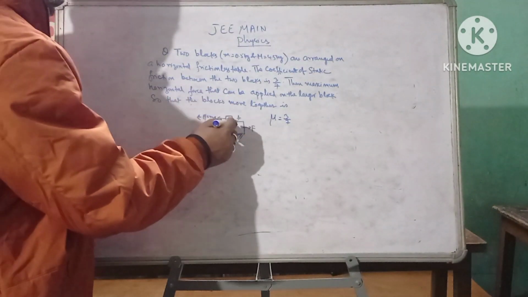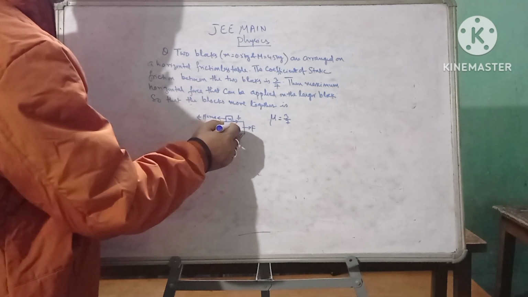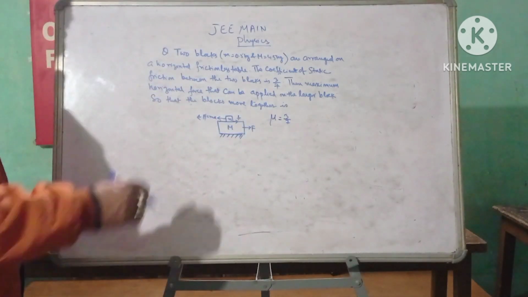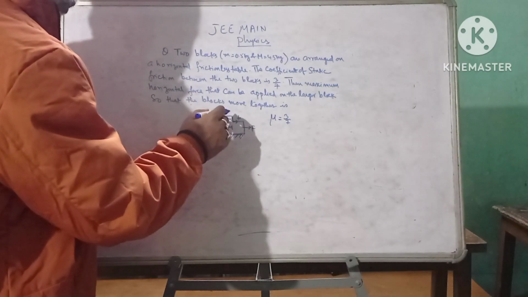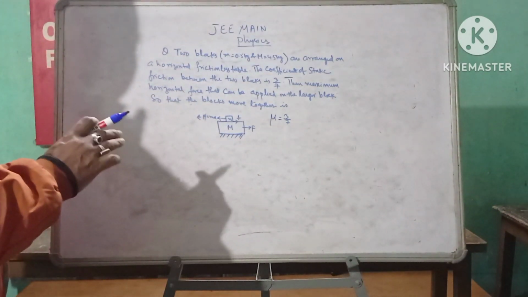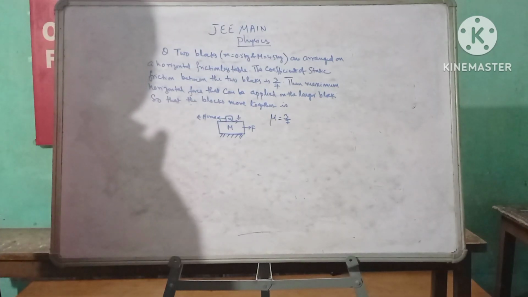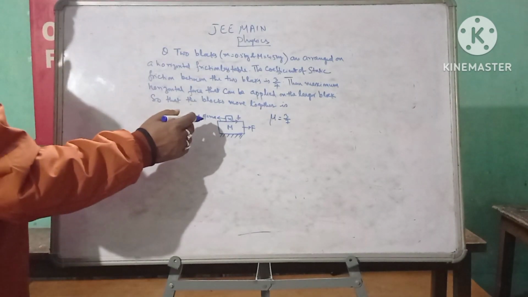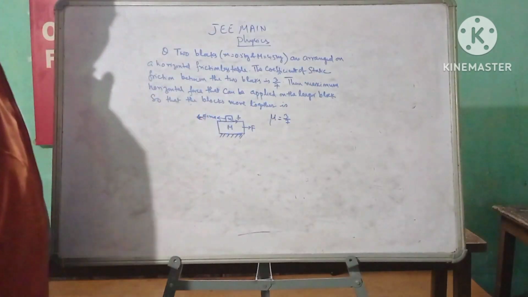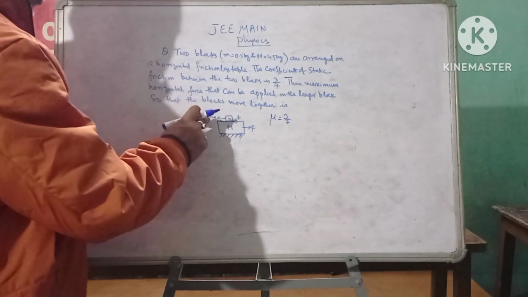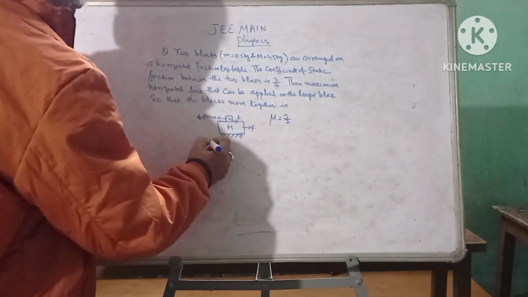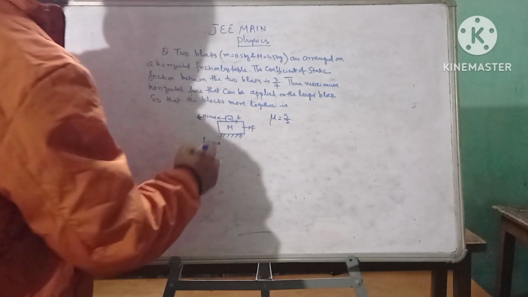Now, since this block is moving together with this, you can consider this as one piece. So this frictional force must be balanced by another force which will act in a direction opposite to the frictional force, and that force is F equal to ma, and this is called the pseudo force. So here your frictional force will be equal to ma.